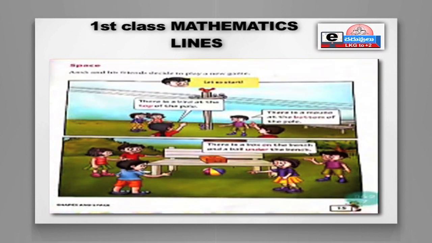Space. Anush and his friends decided to play a new game. Let us start. Which game have they started? A new game in the park. There is a bird at the top of the pole, and there is a mouse at the bottom of the pole. Top and bottom. In which places are they?